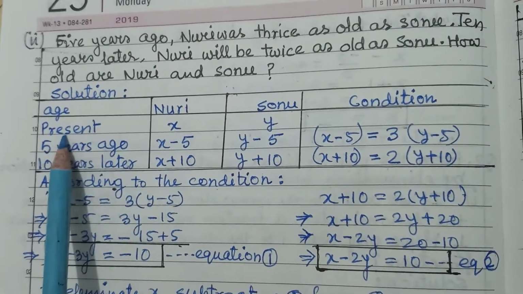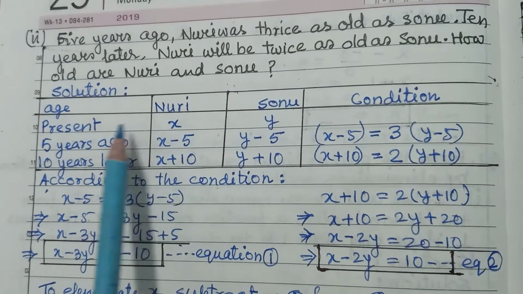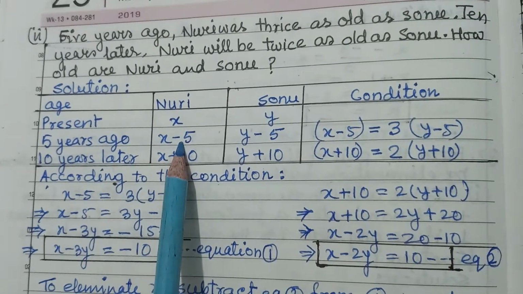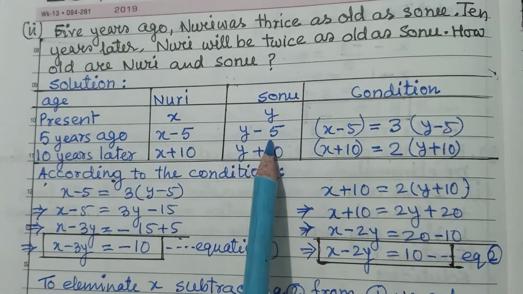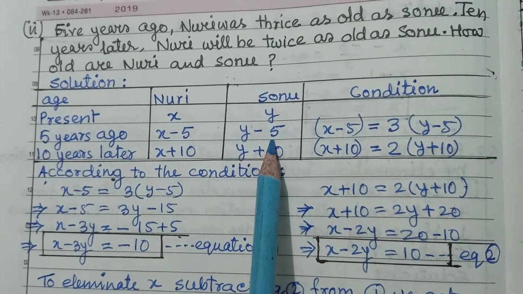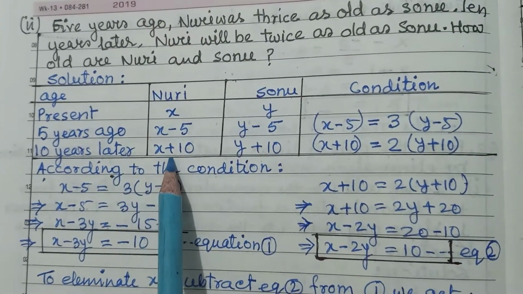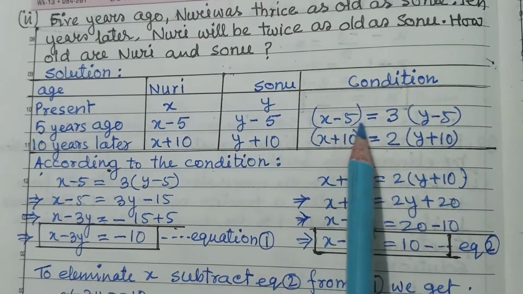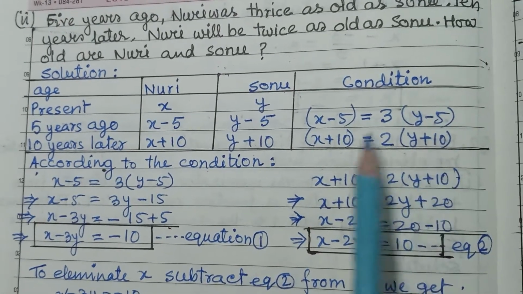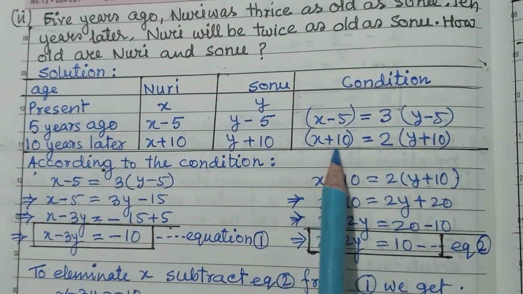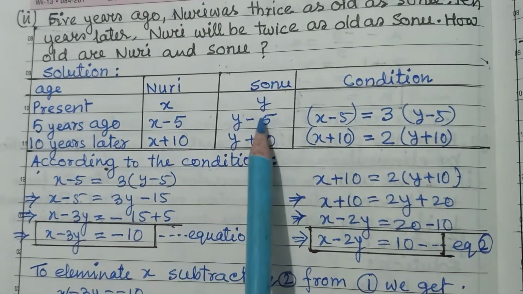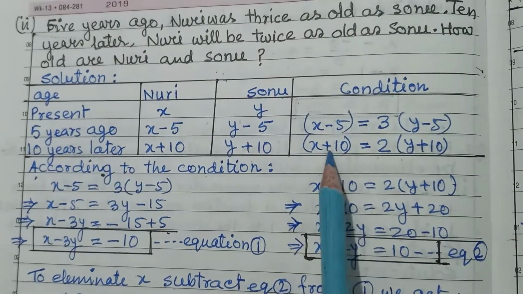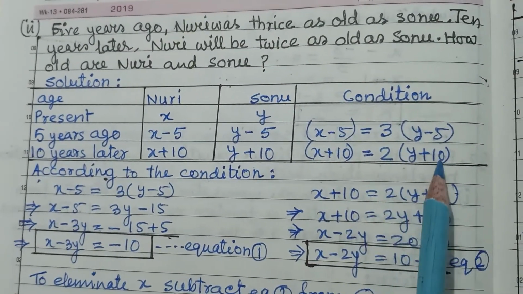Now, the present ages of Nuri and Sonu are x and y. Five years ago, it was x minus 5 and y minus 5, and 10 years later it is x plus 10 and y plus 10. Now the first condition is x minus 5 is equal to 3 into y minus 5. Second condition: 10 years later, Nuri will be twice as old as Sonu.